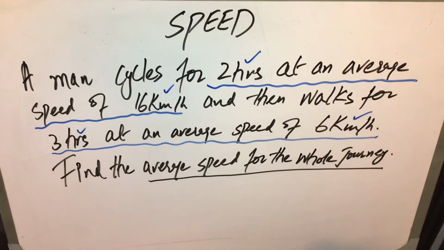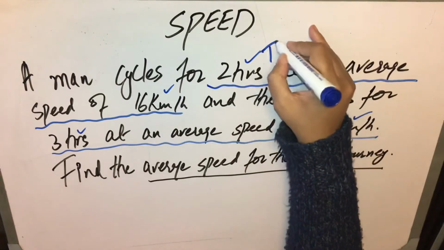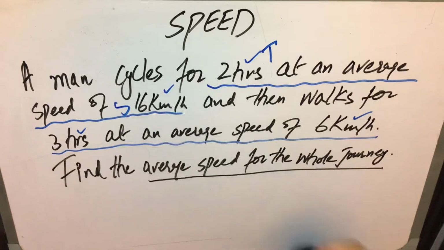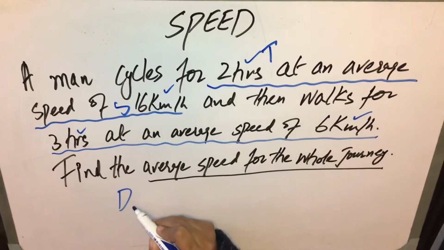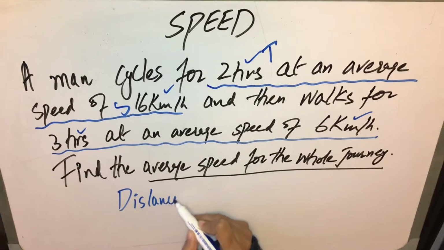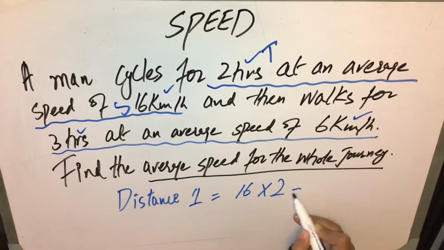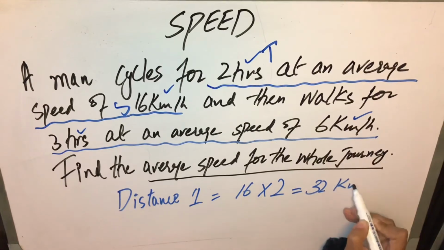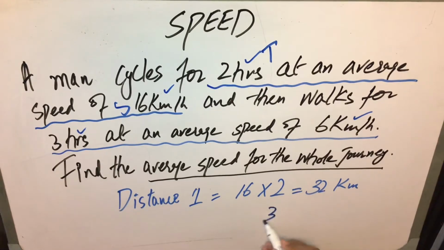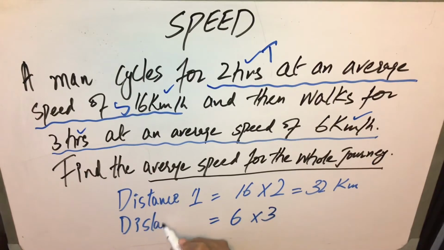So when he was on cycle, the time was 2 hours and the speed was 16 km per hour. So our distance 1, I shall say it is distance 1, is 16 multiplied by 2, that is 32 kilometers, as hours will cancel hours. For the second, when he was walking, it was 3 hours and speed was 6 kilometers per hour. This is our distance 2, and this is 18 kilometers.